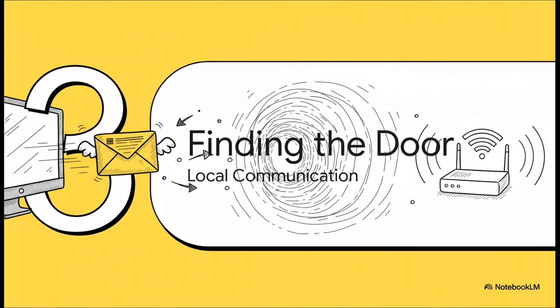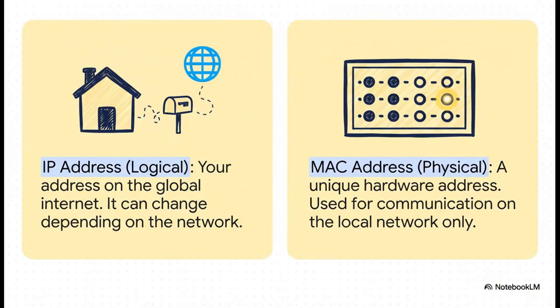Our packet is almost ready to go. It's addressed for this huge global journey, but it has one last, very local problem it needs to solve. How does it physically get from your computer to your Wi-Fi router, which is literally its first step out the door? See, to solve this, you gotta know that every device uses two kinds of addresses.